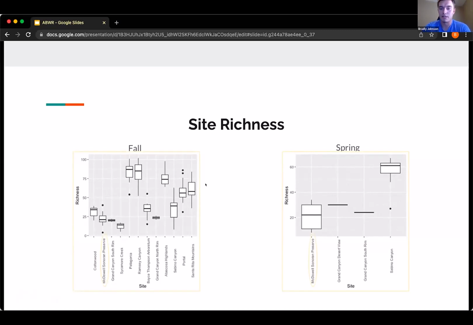But then when we look at the spring graph, the preserve has a lot more variance in the unique species it sees compared to the abundance, where there was hardly even a box, it was just a line. And now Sabino Canyon has a lot less variance with their unique species compared to their abundance.